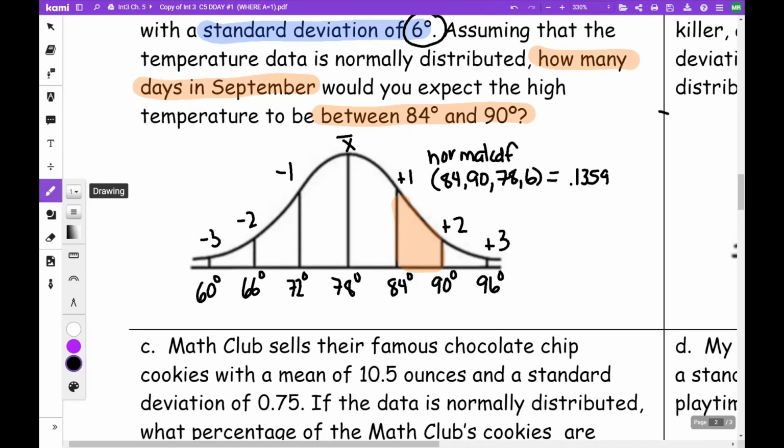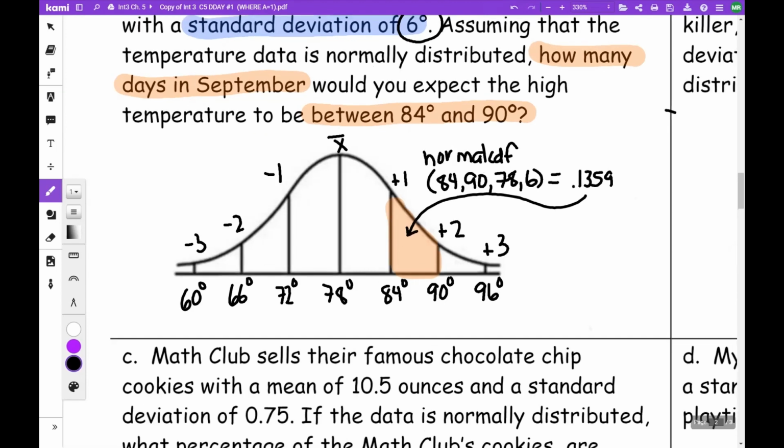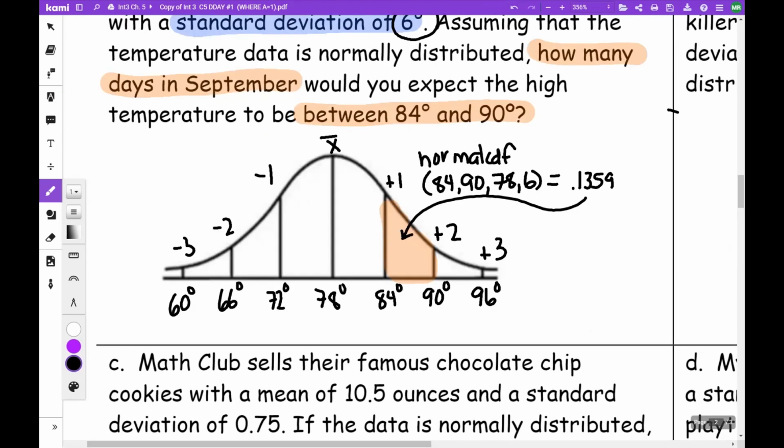Now, that means it's 13.59%. We want to know how many days in September. So 30 days in September times 0.1359, because there's 13.59% of the days. And that's going to give us about 4.07. So about 4 days that are going to be within that range.